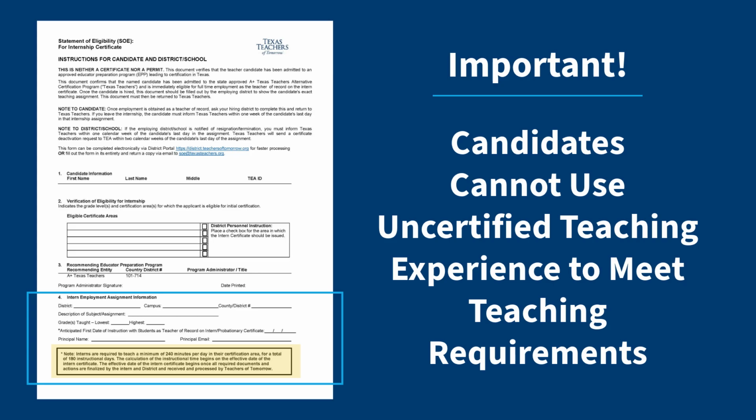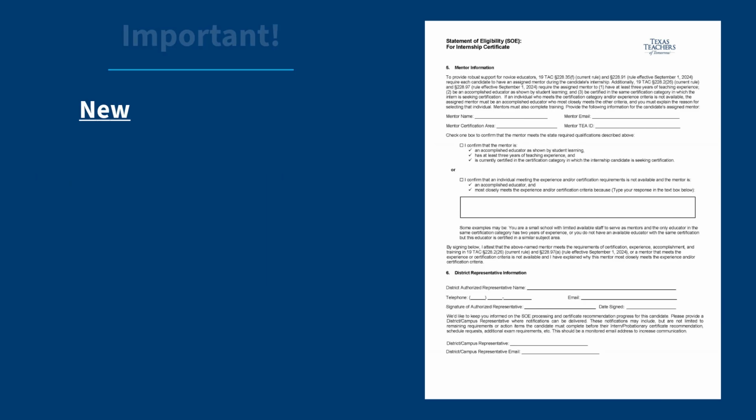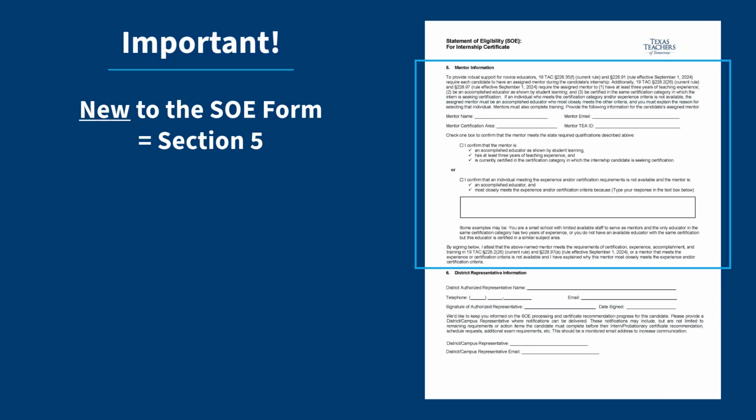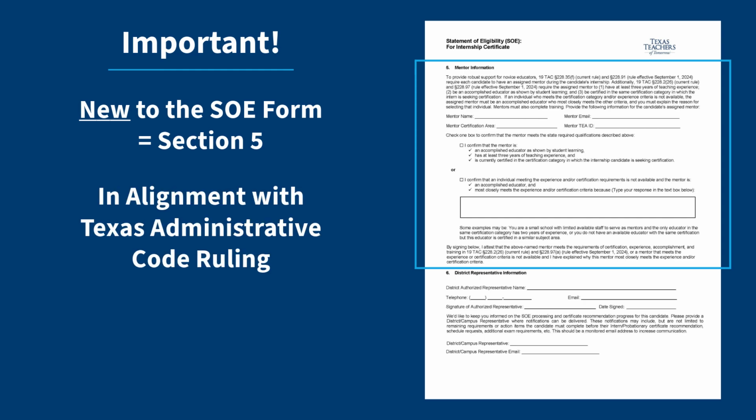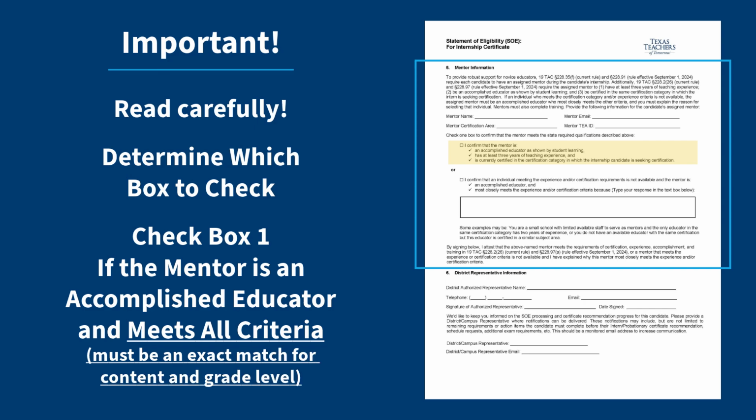Moving on to page 2 of the SOE form. This is an important new part of the SOE form in alignment with Texas Administrative Code ruling that is meant to capture all the mentor information. Please read carefully and fully complete this section, then check the correct corresponding box. Box 1 should be checked if the mentor is an accomplished educator and meets all the listed criteria. Please ensure the mentor certification area exactly matches the intern teacher's certification area.